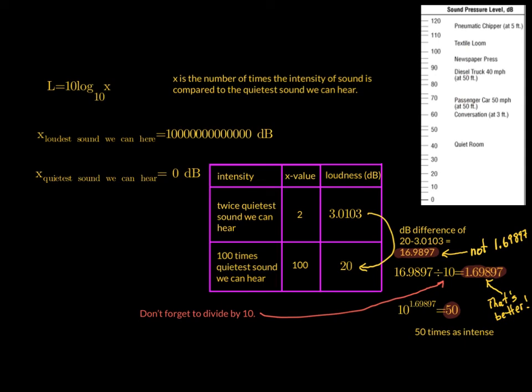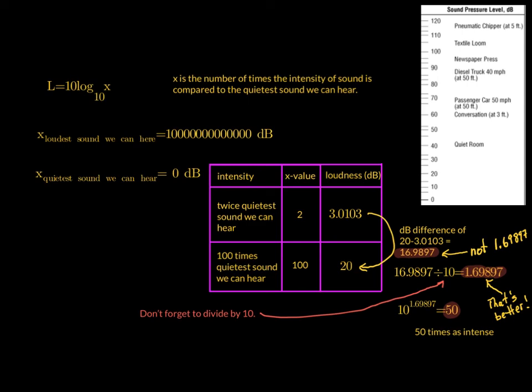Either way, you have to consider that when you're trying to find out how much one sound is more intense than the other. So a sound that's 70 decibels is 10 to the power of 1 times more intense than something that's 60 decibels. Instead of 10 to the power of 10, it's 10 to the power of 1.